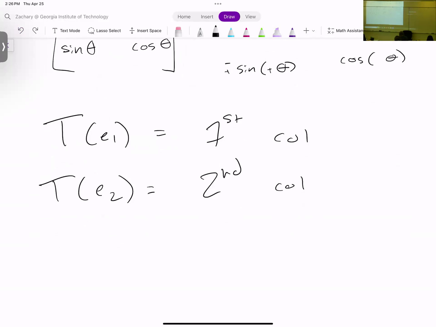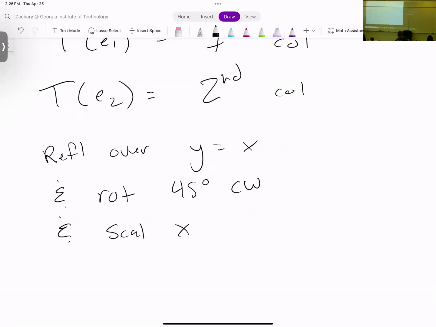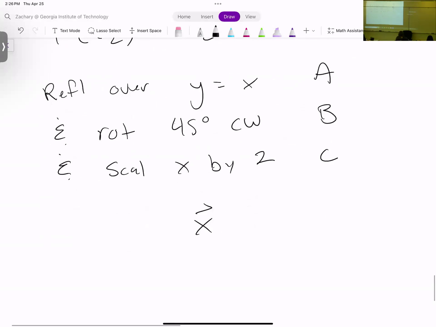So, for instance, if I'm reflecting over y equals x and rotating 45 degrees clockwise and scaling x by 2. Okay. First of all, I would write these as three matrices, A, B, and C. And I would write this as my input times A times B times C, right? Because we start with x and we work our way out. We do A first, B second, C third.